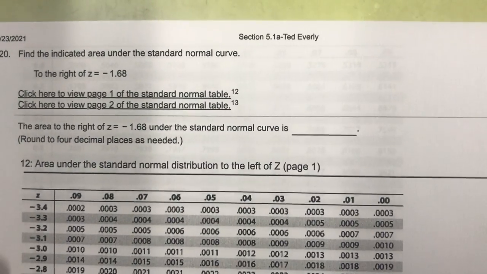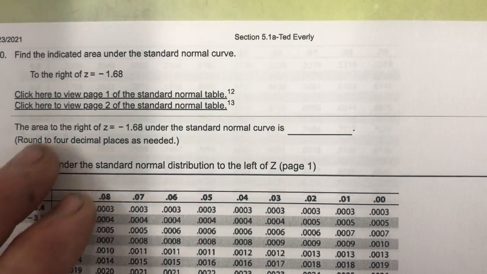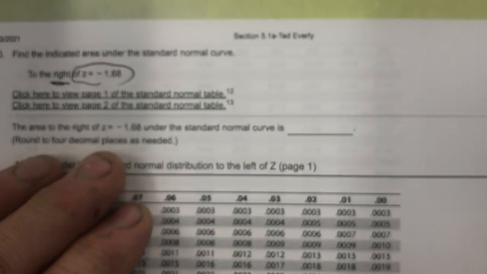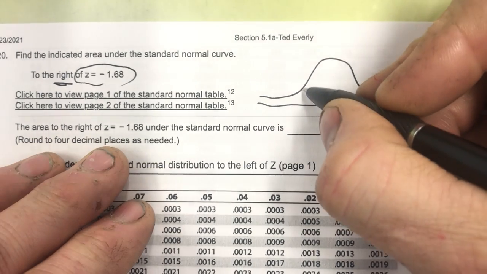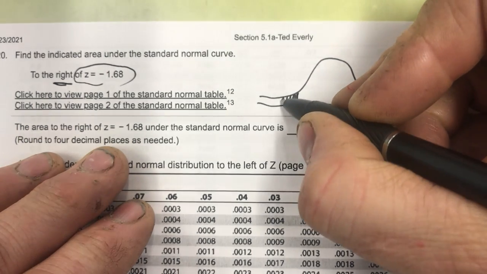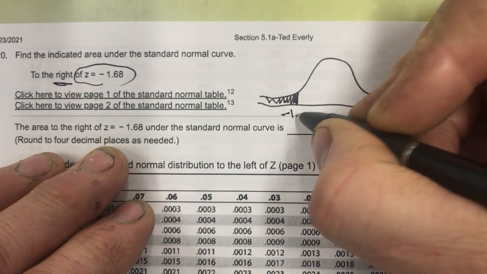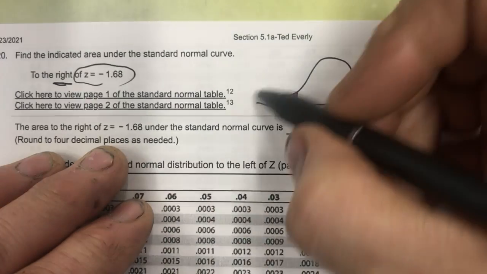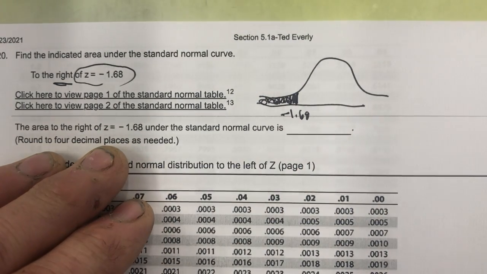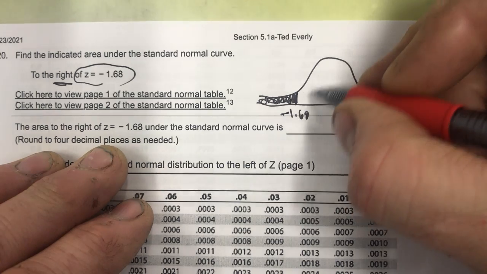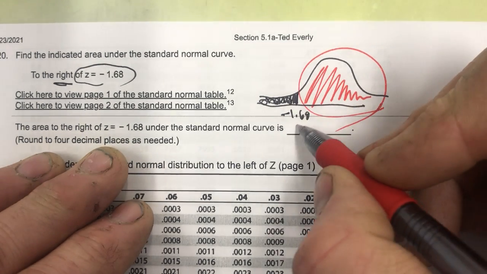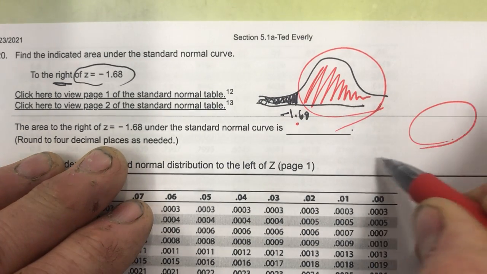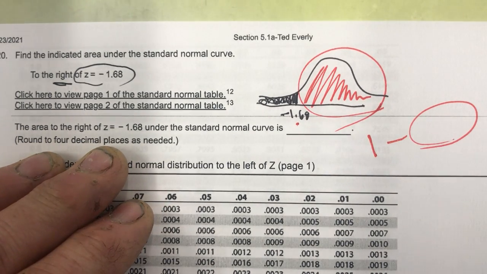Okay, number 20. Find the indicated area to the right of this. It says to the right again. Now again, let me show you on the graph here. Negative 1.68 is like right here. So this is negative 1.68. And the table here tells us what this area is to the left. Okay, that's not what we want. We want all this area over here to the right. This is what we want. So I find this z-score, whatever this z-score is, and then I'll do 1 minus whatever that is.